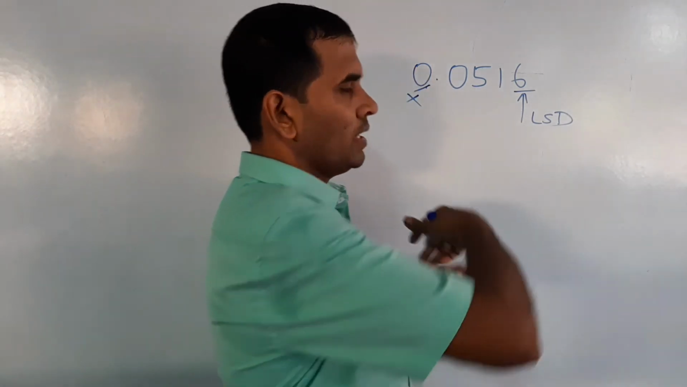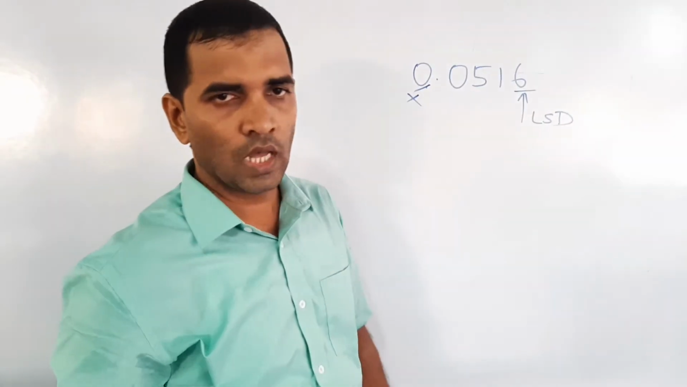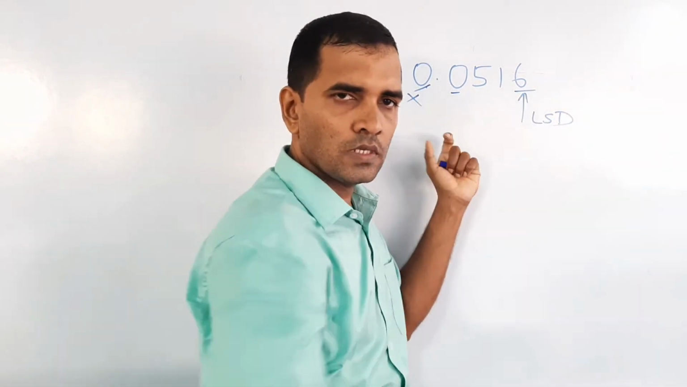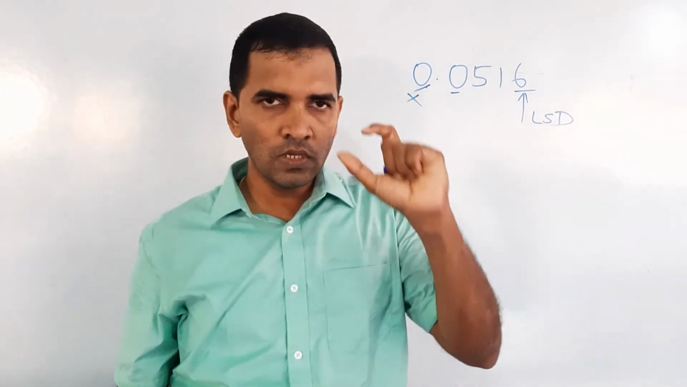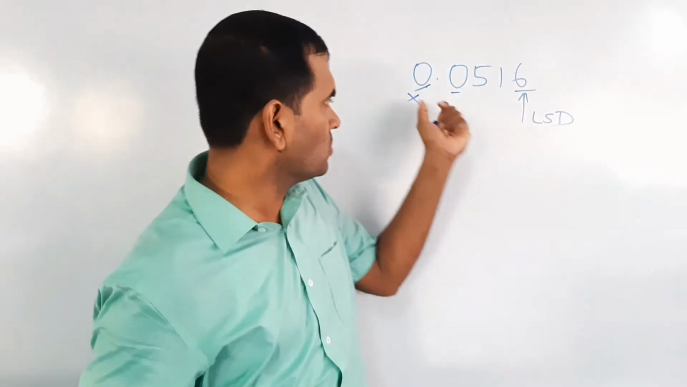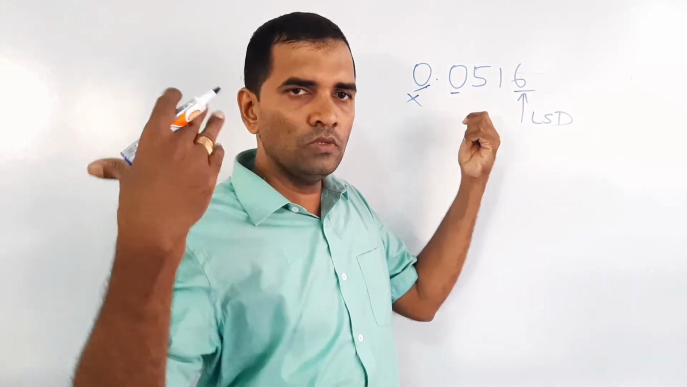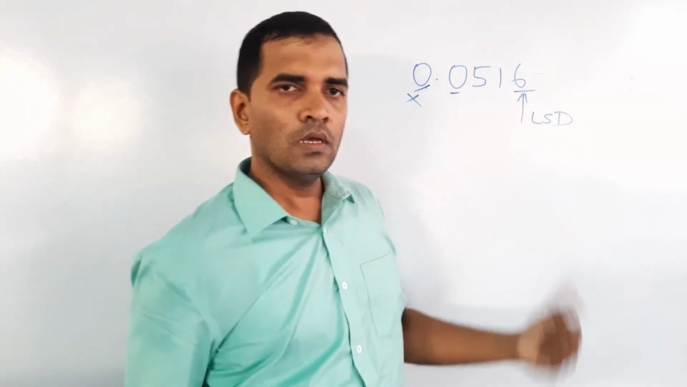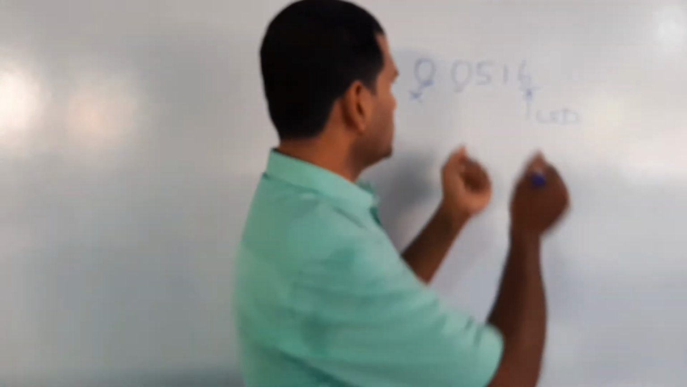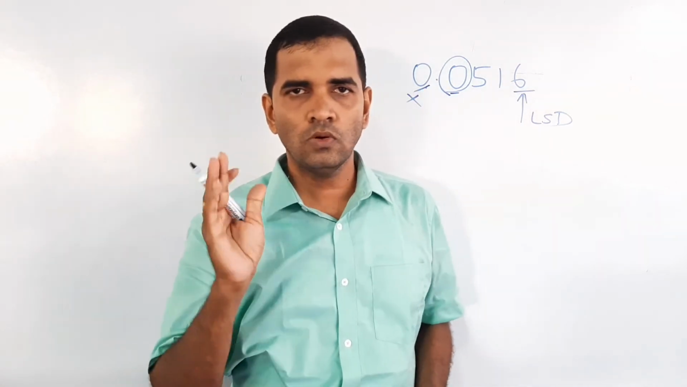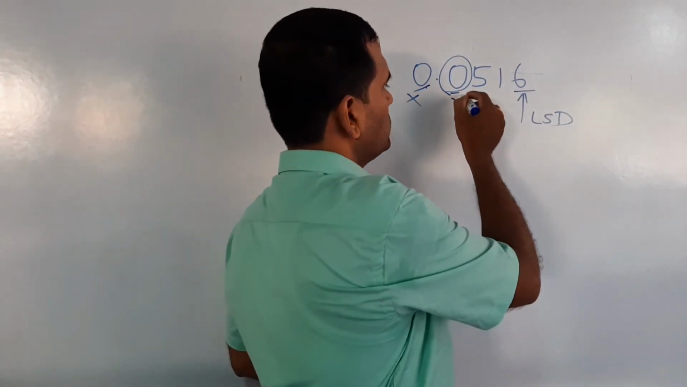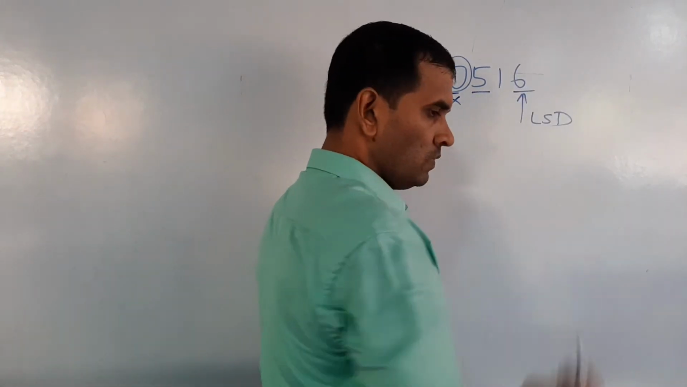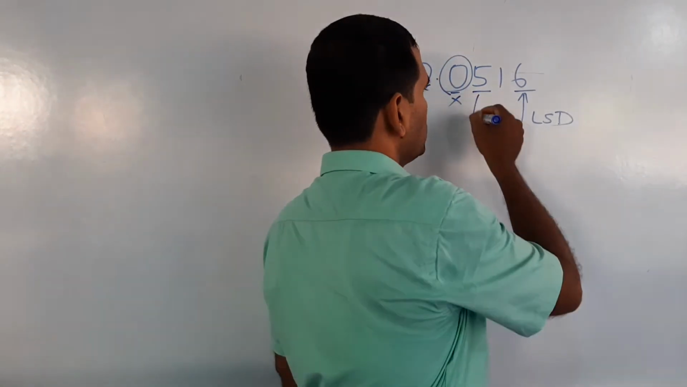Since it is not MSD, we have to go to the next digit, the digit placed after this. This is the first digit, it cannot be taken as MSD, so I have to check the second digit. Again, this is a 0. Does it have value? Yes, it has value. If it doesn't have value, then your number would be 0.516. You know, 0.0516 is always different than 0.516, right? So this 0 has value, but again, 0 can never be MSD. So skip that, leave it, and check the next one. Now this 5 is not 0, it has value, so definitely it is MSD.